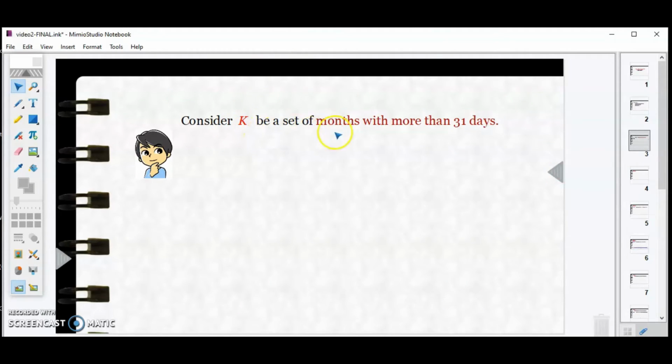So consider K to be the set of months with more than 30 days. Take note, we need to determine the month with more than 30 days. And as far as we can remember, there's no such month with more than 31 days, because the maximum is 31. So if that's the case, then we say that set K has no element. Set K has no element.